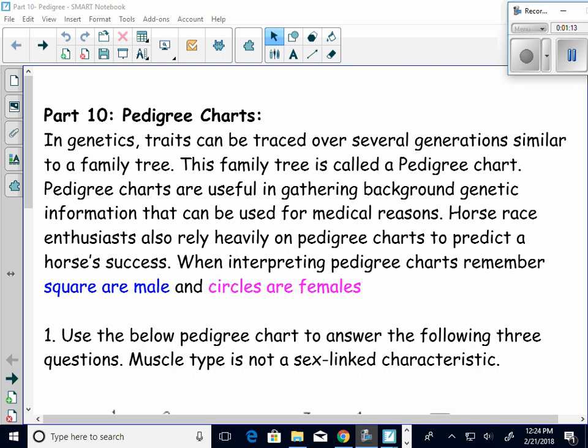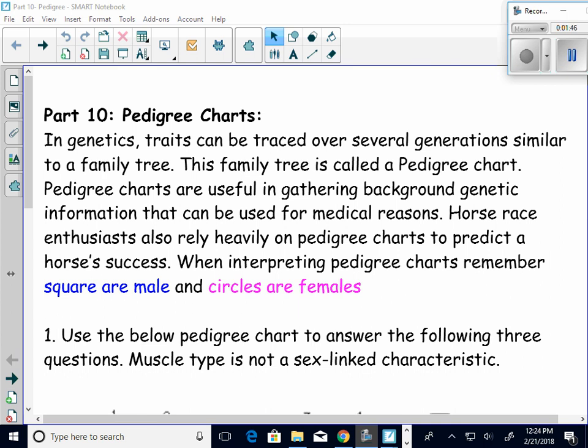Now, Part 10 says, in genetics, the traits can be traced over several generations, similar to a family tree. This family tree is called a pedigree chart. Pedigree charts are useful in gathering background genetic information that can be used for medical reasons. Horse race enthusiasts also rely heavily on pedigree charts to predict a horse's success.